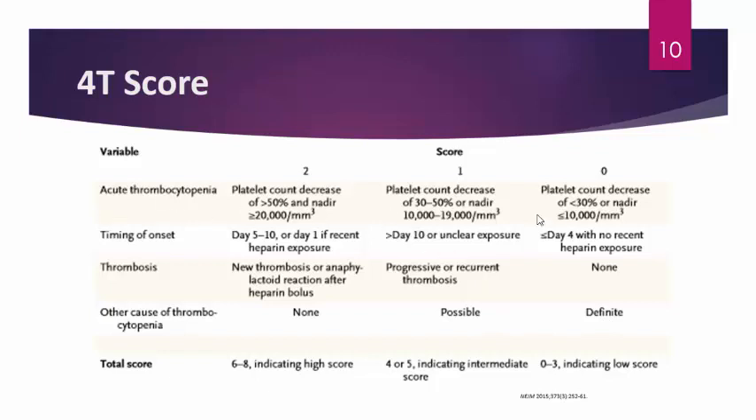So once you calculate each of the scores for each of these 4 areas, what you do is you add all of them up. And at that point, if you have a score of 6 to 8, that indicates a high score. If you have a score of 4 or 5, that indicates an intermediate score. And if you have a score of 0 to 3, that's a low score.